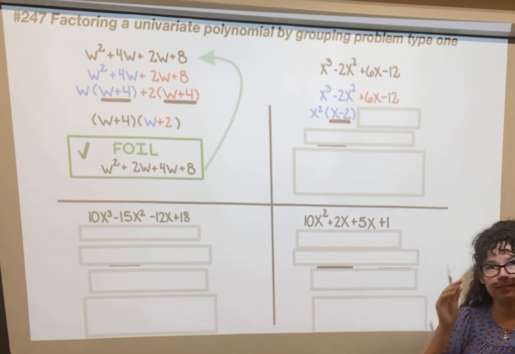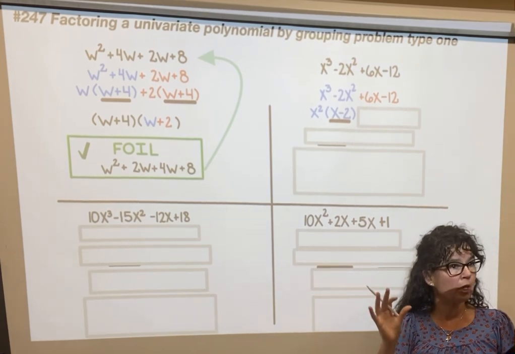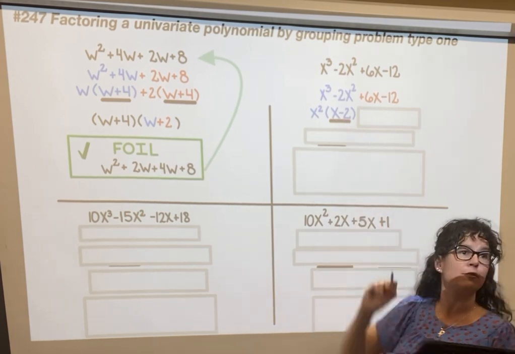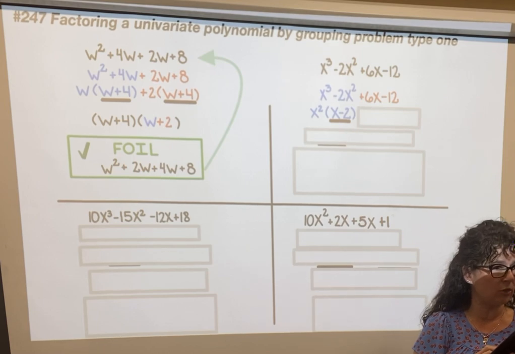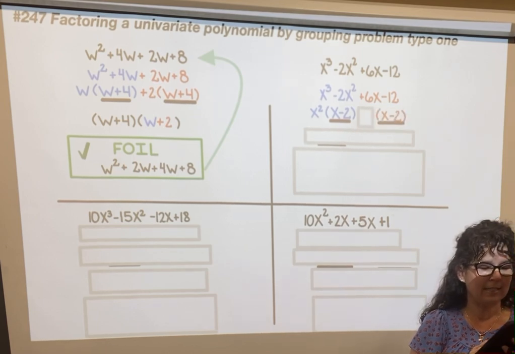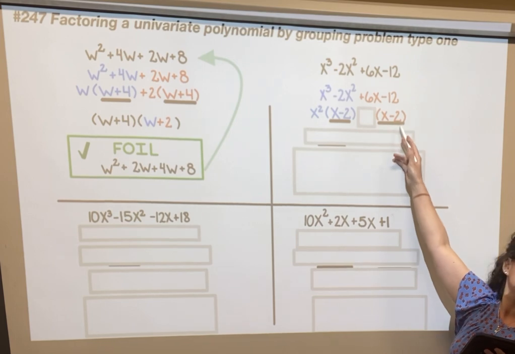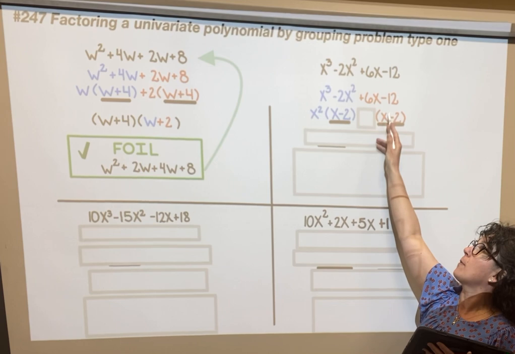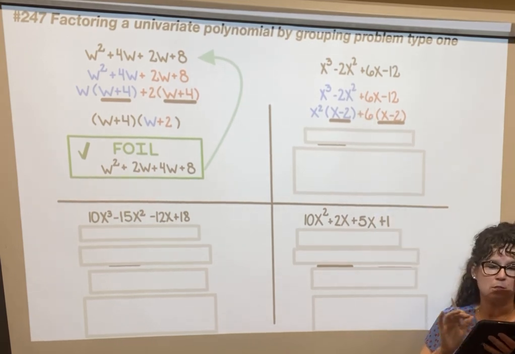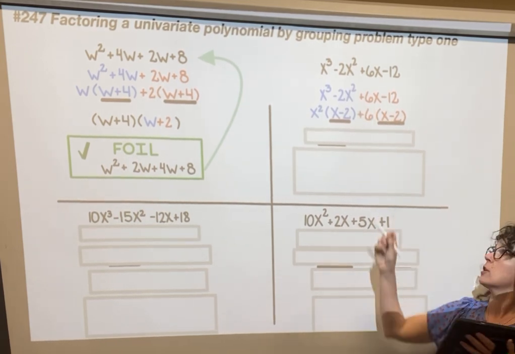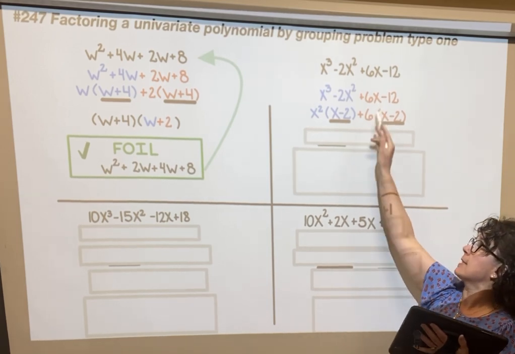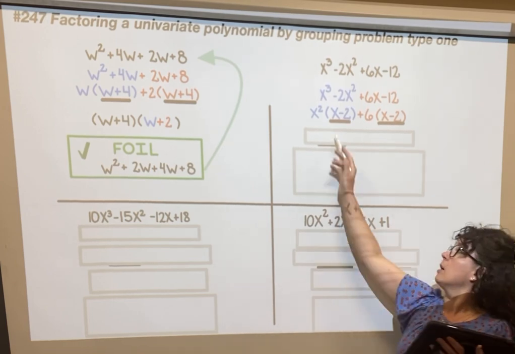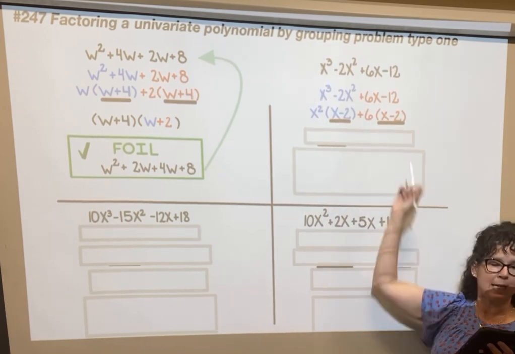Grouping the back half, this time I'm going to cheat a little bit. I know they're going to match. So whatever I decide to take out of the red, the leftover is going to be x minus 2. So what did I take out of 6x and negative 12? I took out a 6. Let's re-verify. 6 times x is 6x. 6 times negative 2 is negative 12. The blue and the red both have an x minus 2.